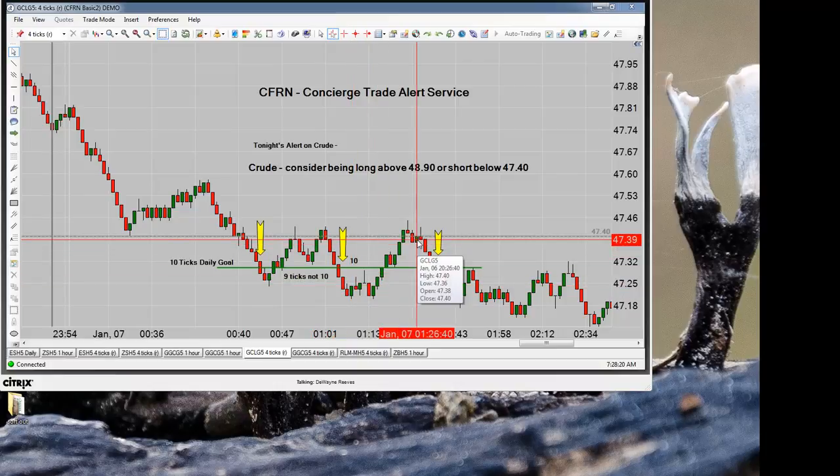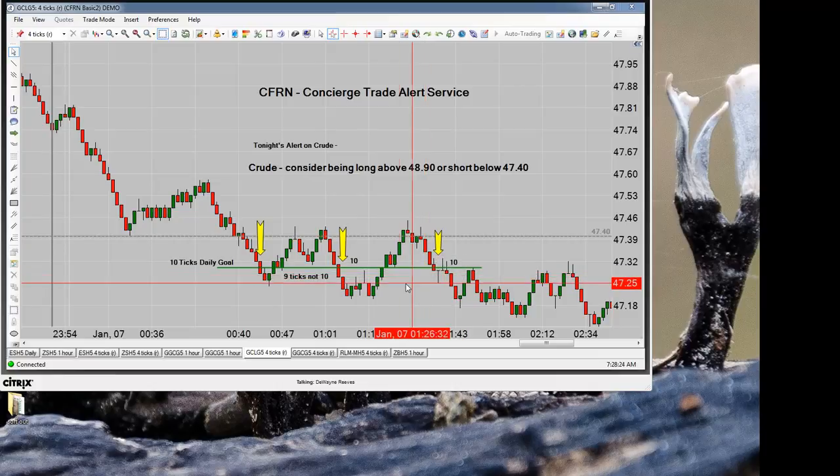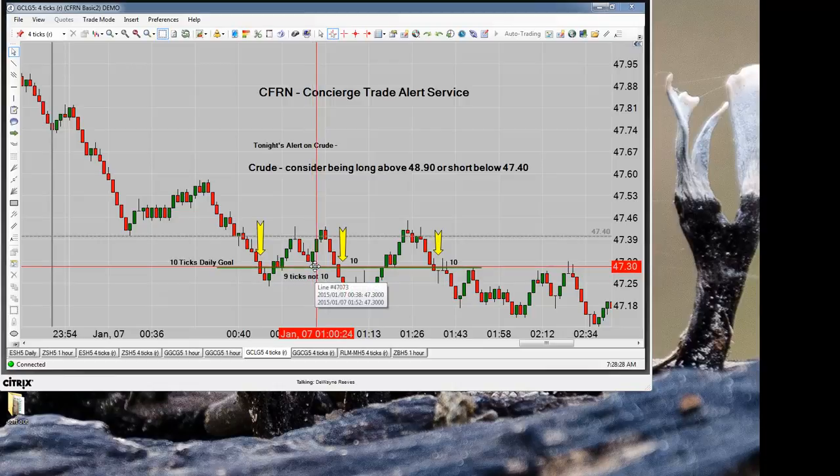And then we had our third and final official move. But again, right here, this 9 out of 10, that had to be worth something if you were in that trade.